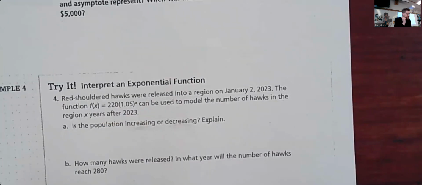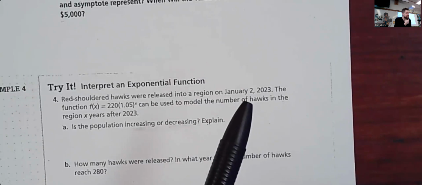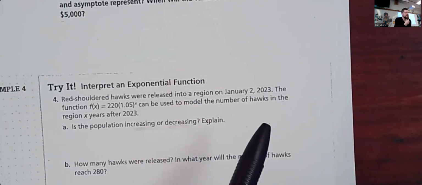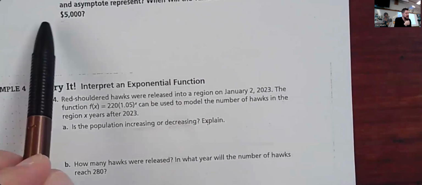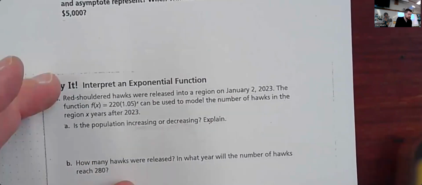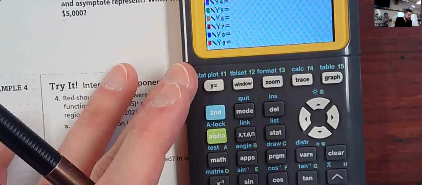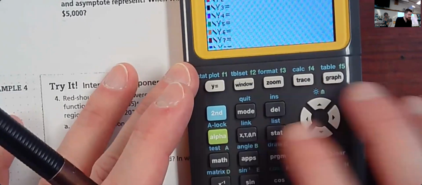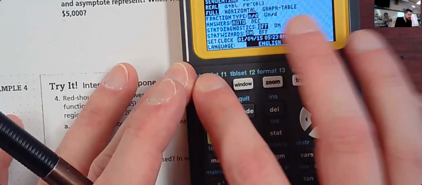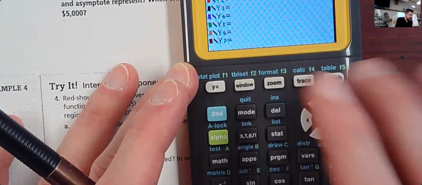When will the value of the car be about $5,000? So for what value of x will give us a y value of 5,000? So let's look at the graph for that one. We're going to get 24 times 0.8 to the x power. And we'll take a look at our table of values.